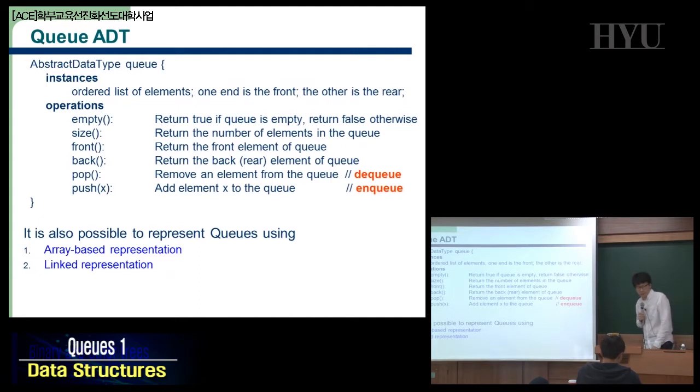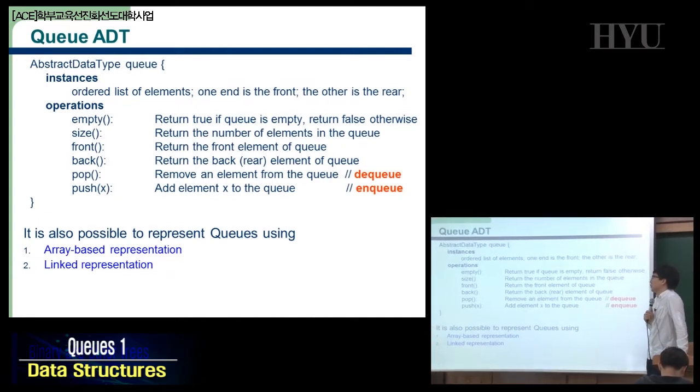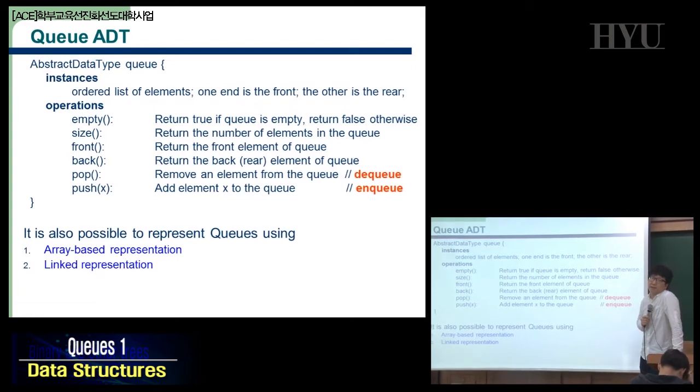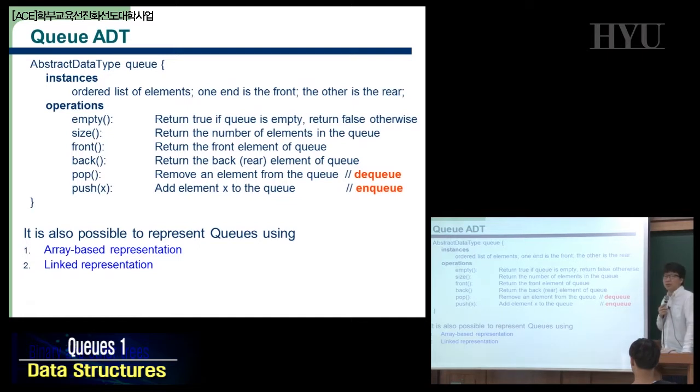So, this is the queue ADT. Obviously, instances are ordered lists of elements. I mean, a stack is still an ordered list of elements. One end is front, the other end is rear, right? We all know this. Set of operations: empty just tells us whether the queue is empty, which means whether we have any elements in it or not. If it's empty, true, otherwise false. With similar operations, we have seen it before.